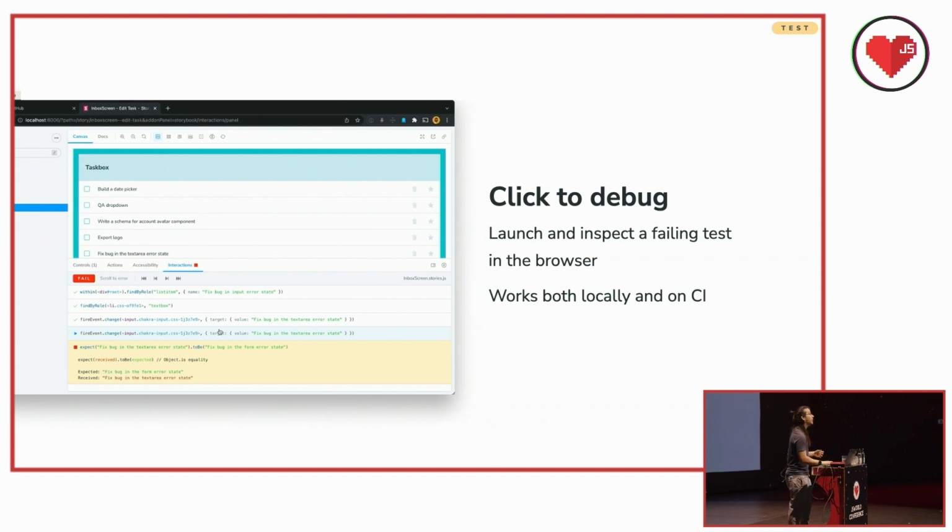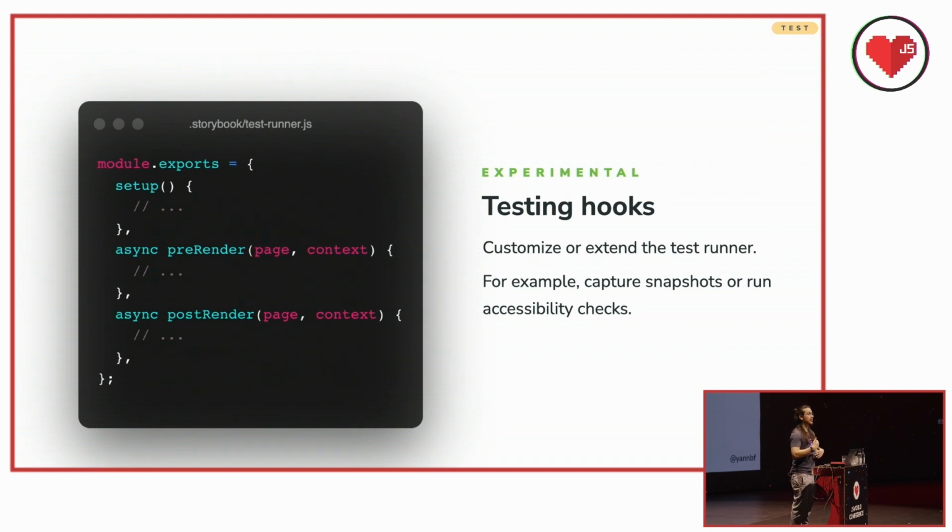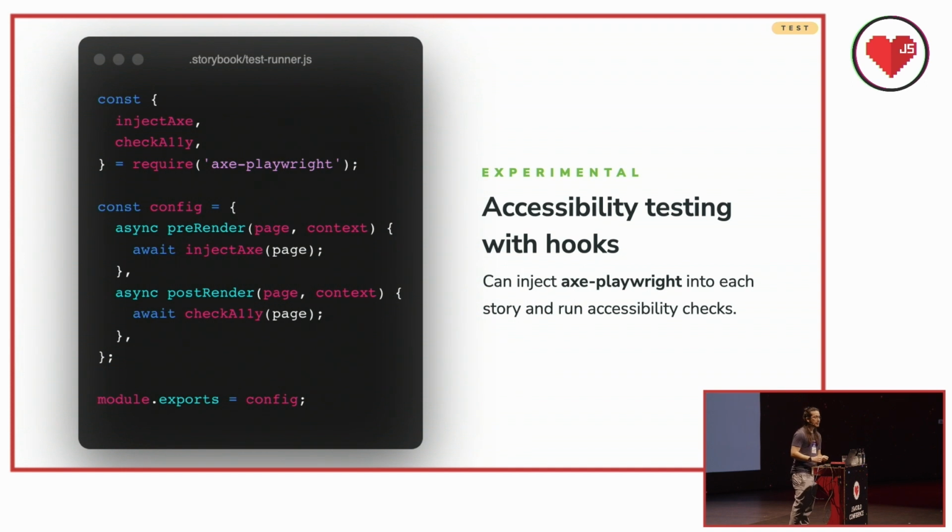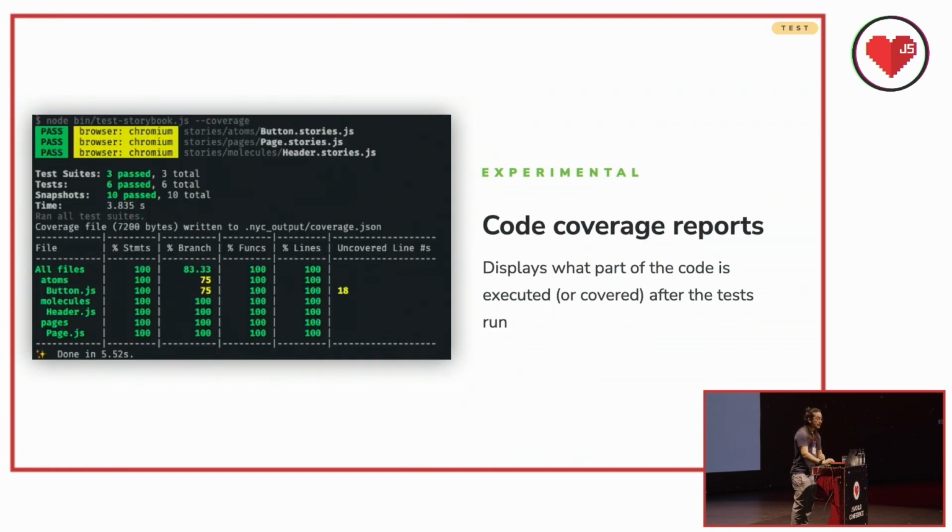The test runner also provides experimental testing hooks, because sometimes you want to do some weird stuff. So this provides you a flexible way to do whatever you want. One example of that is you can do accessibility tests using Playwright Axe, and you can get that automated in CI. So not only do you get your components tested, but you're also making sure that the accessibility standards are pretty high. The test runner also provides code coverage reports.